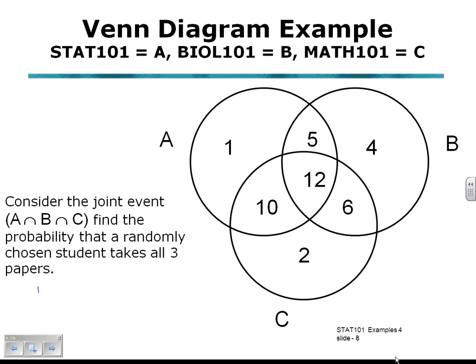Considering the joint event A intersection B intersection C, find the probability a randomly chosen student takes all 3 papers. So they need to take A, they also need to take B, and they also need to take C. These are the students we will find in the overlap of the 3 circles, these 12 students we're highlighting. So our probability is our 12 students we're interested in divided by those 40 students in our sample, giving us a probability of 0.3.